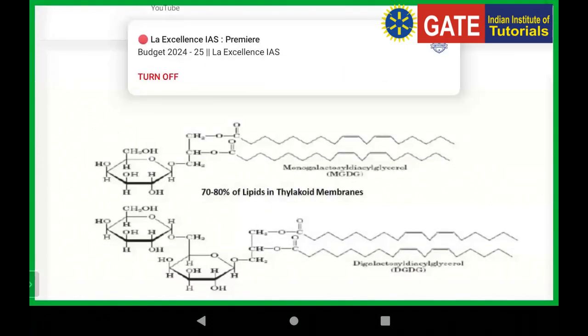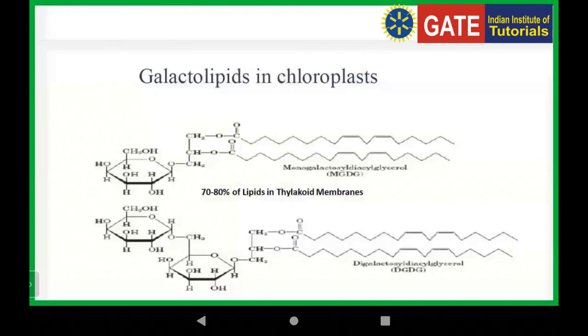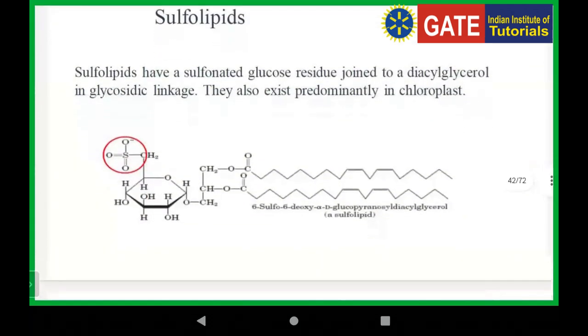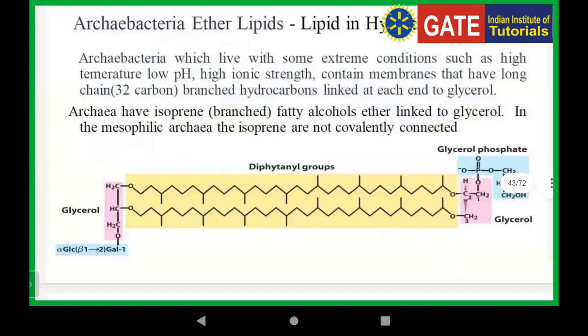Next, galactolipids in chloroplast. Around 70 to 80% of lipids in the thylakoid membrane are galactolipids. Okay. So in sulfolipid, the sulfate group is the functional group. It is also present in chloroplast. Okay. Next, archaebacteria have a special kind of lipids because archaebacteria live in extreme habitats, in high temperature, in high salty areas. So these bacteria have ether lipids. Okay, mark this.